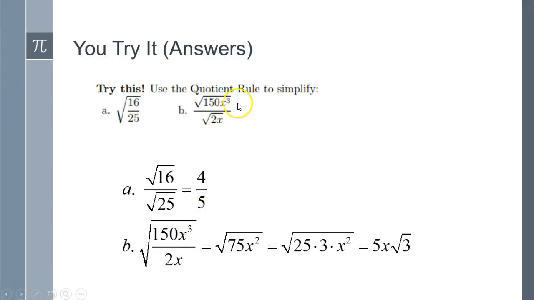For the square root of 150x cubed over the square root of 2x, the 150x cubed over 2x becomes 75x squared. 75 can be written as the perfect square 25 times 3. The x squared is x squared. So when I take the square root of x squared, I get the x, and they all had to be positive here, so I don't have to worry about the absolute value because these were odd exponents in the beginning. But again, that's a detail. And I take the square root of 25 and get 5. The 3 stays in the radical. I typically put the x out in front because it's confusing as to where the radical ends otherwise.